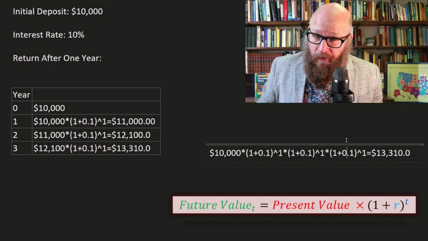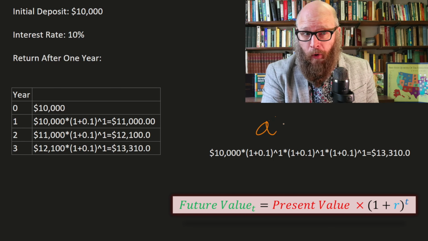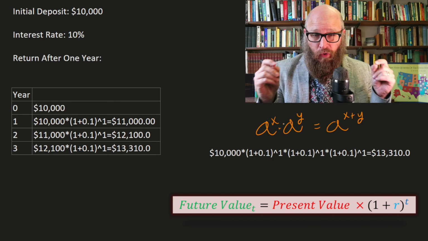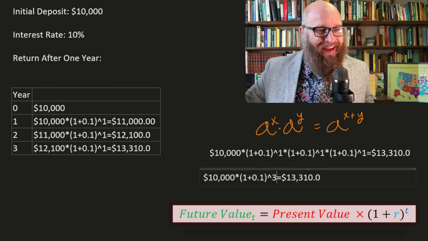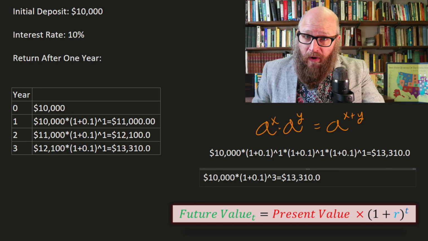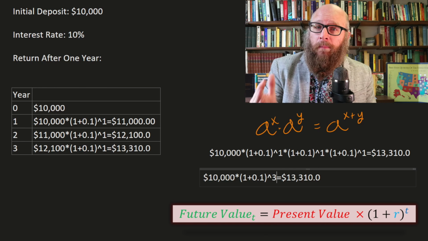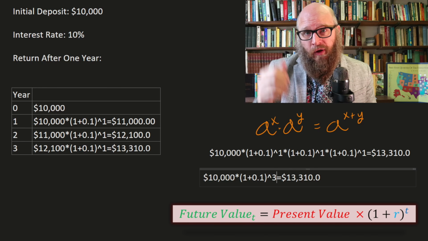And here we can do some simplification. We can combine all of these compounded interest rates. We know from our exponent rules that we can simply add up the exponents as long as the individual things are the same. In this case, 1 plus 0.1. We have 3 of them, and there you go. The future value in year 3 is simply equal to the present value of the initial deposit multiplied by one plus the interest rate, all raised to 3, the 3 years that we're holding on to this.